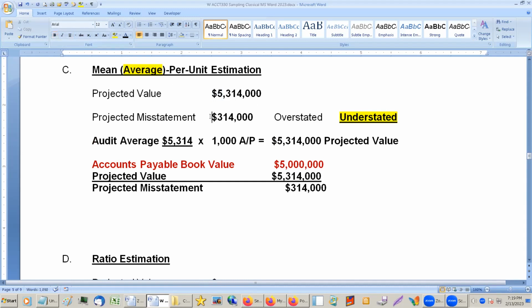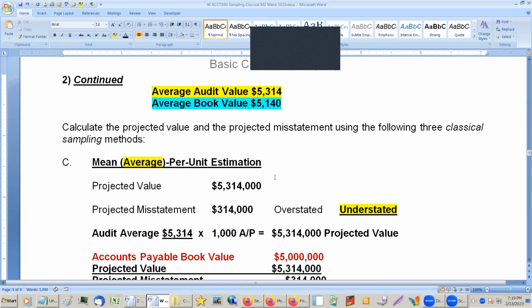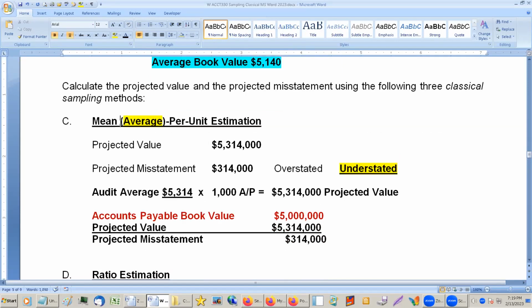Now, the 314. There could be discussion whether that's material or not. The CPA exam does not actually have you make that determination. They don't go into the judgment part. Whether it's material or not, that's a judgment call. But the thing that's not a judgment call is if we're all using the same method, we should get the same projected misstatement. That's the mean per unit.